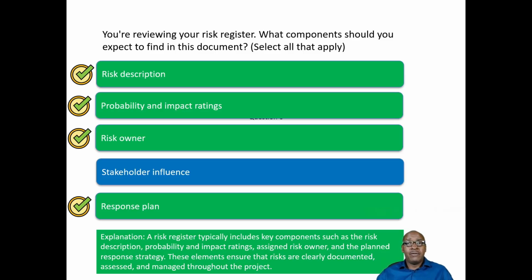By explanation, a risk register typically includes key components such as the risk description, probability and impact ratings, the assigned risk owner, and planned response strategies. These elements ensure that risks are clearly documented, assessed, and managed throughout the project. So these are some of the things that you would find in your risk register.